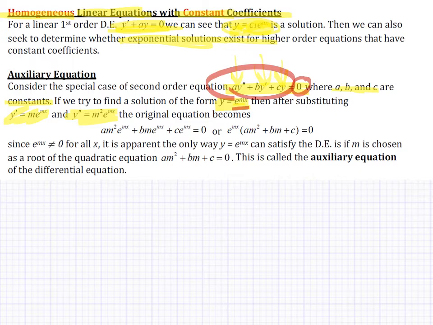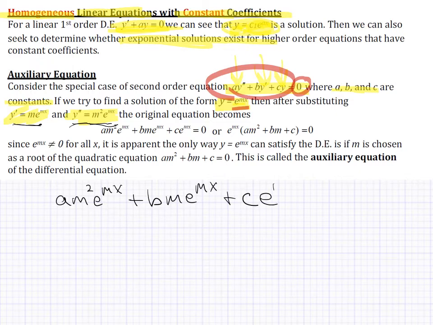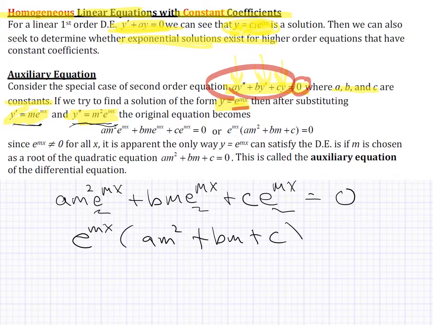And so when we plug it in, it's pretty simple. We plug this in for y double prime, so we would get a times m squared e to the mx, plus b times y prime, which is m e to the mx. And then cy, y was e to the mx, and that should equal 0. And what you see is they all have an e to the mx in them, so if I factor that out, e to the mx, I get a m squared plus bm plus c equals 0. And that's what you're seeing here.